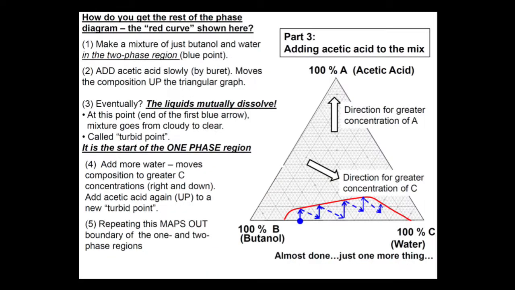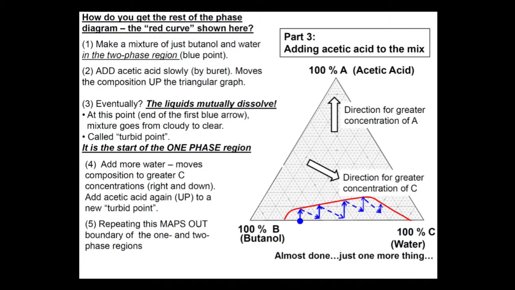All right, so that's great. That's 2 points on the phase diagram. But how do you get the rest of it? You know, the real meat of this phase diagram curve is the red curve, okay? The boundary between the 2 phase region, which is below the red curve, and the 1 phase region, which is above it.